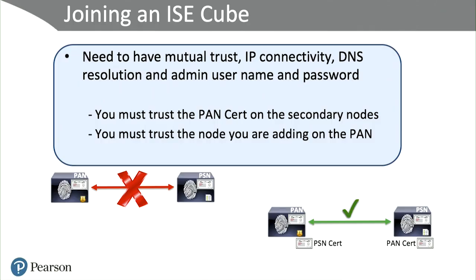So just to summarize, in a very simple deployment, I must trust the policy admin cert on the secondary nodes, and I have to trust the node I'm adding on the policy node. As you can see in the example below, I have two individual certificates. I have one on the PAN, one on the PSN, but they don't trust each other because they don't know about each other. The example below on the right, where it's checked, I have the PAN and the PSN cert on the one node, and I have the PSN and the PAN cert on the secondary node, so that one will pass.